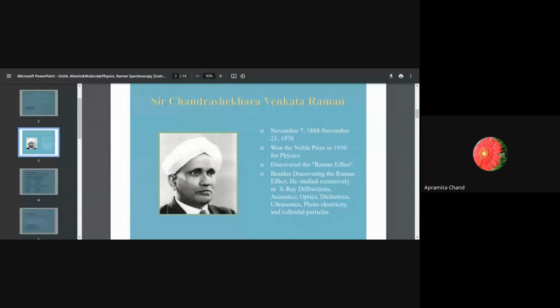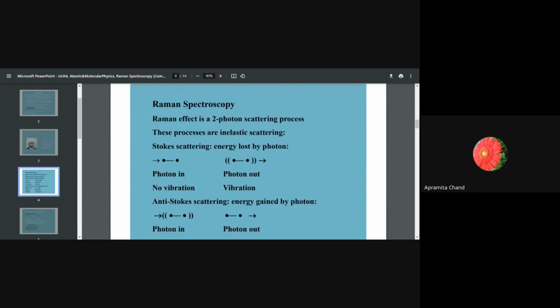So, just a bird's eye view of Raman spectra and how it all started. You all know about Sri Chandrasekhara Venkat Raman. The Raman effect is named after him. He won the Nobel Prize in 1930 for physics, and he discovered the Raman effect. And he also studied X-ray diffractions and various other fields like optics, dielectrics, ultrasonics, photoelectricity, and colloidal particles.